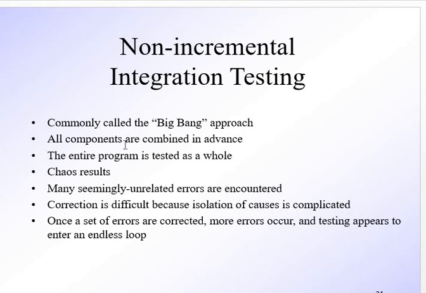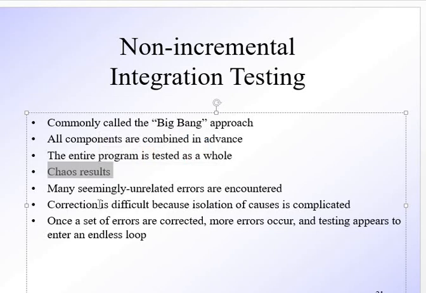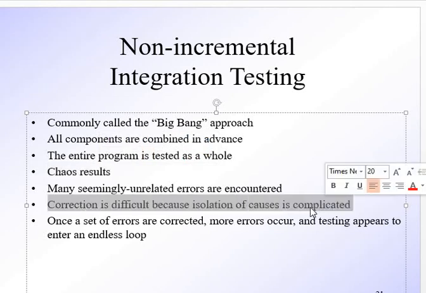So this is the thing in non-incremental testing: all the components are combined in advance. Once all the components are ready, you just combine them. The problem in this kind of testing is that there is a larger number of errors, and finding where the error is coming from is very difficult. Ultimately we are getting so many errors.